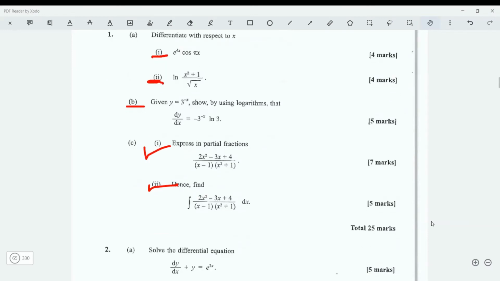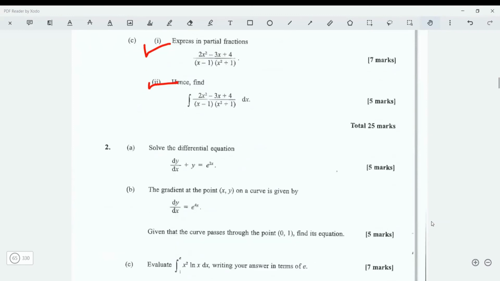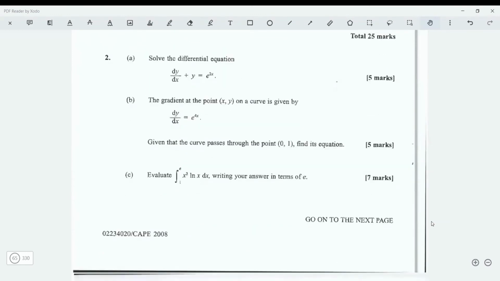I'm just telling you so you can bear time in your mind. I need to always try to finish each question in 25 minutes. Some questions you might finish faster, like this easy one here.